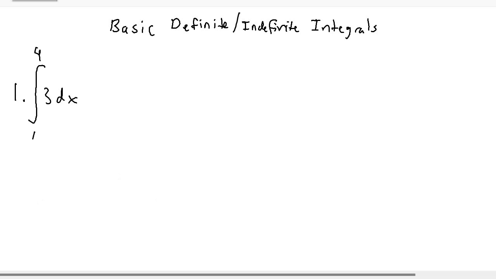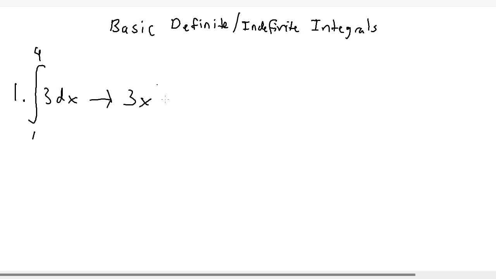Now let's take a look at the integral from 1 to 4 of 3dx. Now this is considered a definite integral because we actually have bounds from which we need to integrate. So in order to evaluate this, we do the same way as we did for an indefinite integral for a constant. We just multiply the constant by x, but this time we don't need a plus c since it's definite.